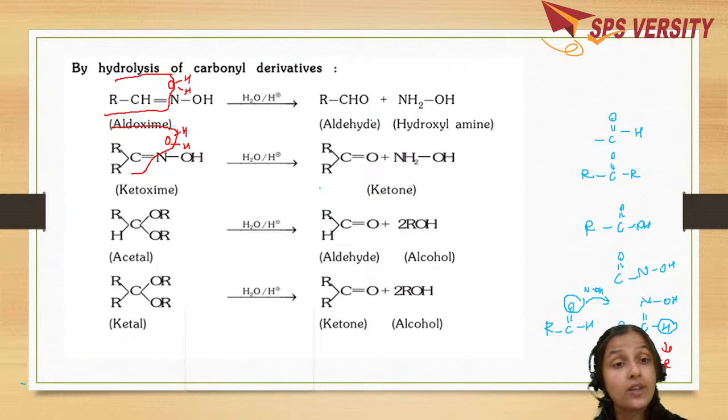And if you again treat the ketoxime, if you acid hydrolyze it, again the O will go with this carbon, resulting in the formation of a ketone, and you get NH2OH, which is nothing but hydroxylamine. If you take the acetal, what is an acetal? How do you get the acetal?